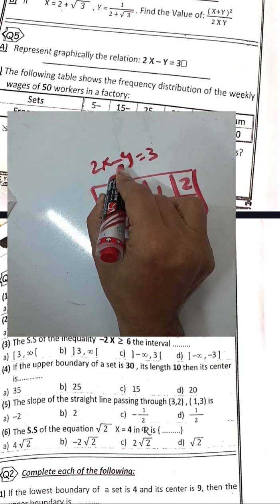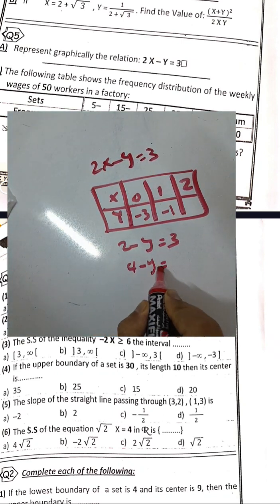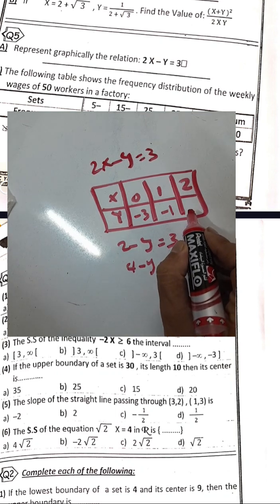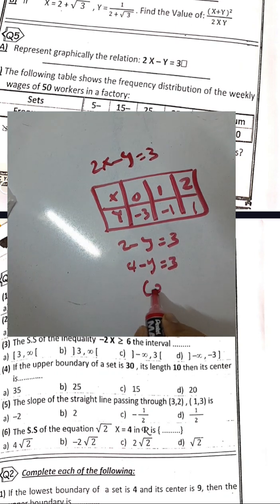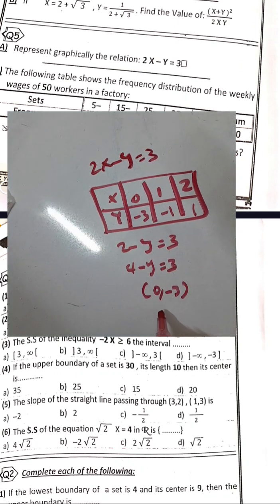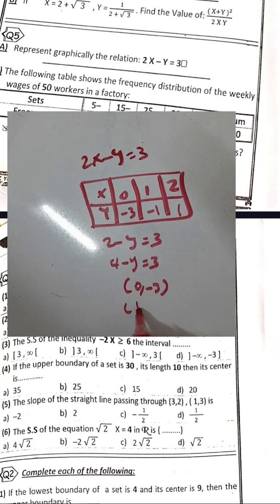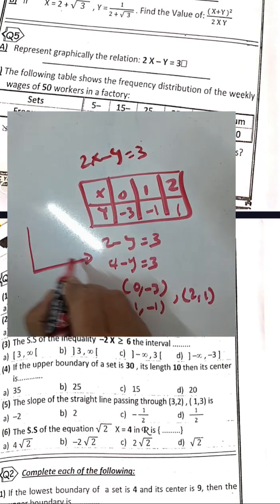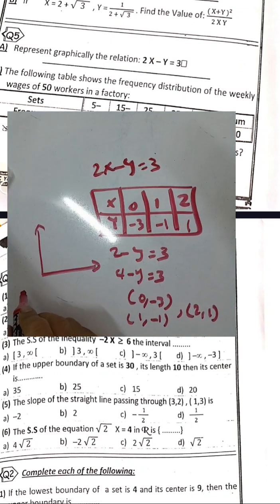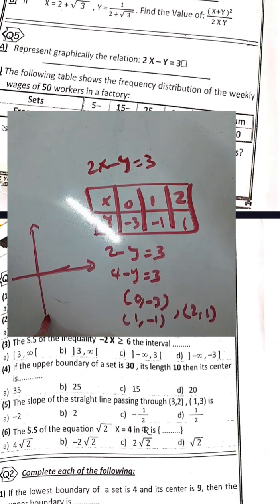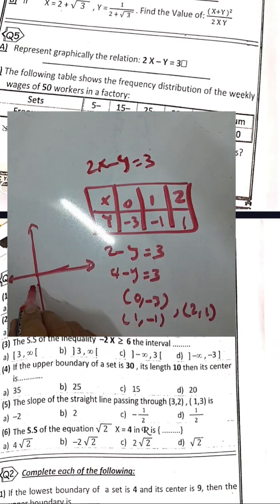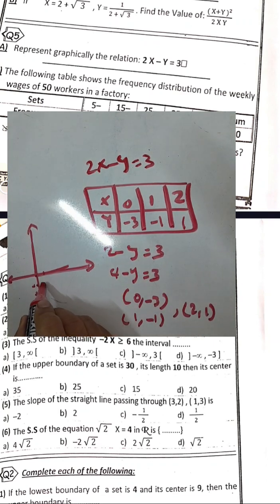Put x equals 2. 2 times 2, 4. 4 minus y equals 3. Then y equals 1. Okay. Then we have the ordered pairs 0 and negative 3, and second 1 and negative 1, and 2 and 1. And then we can draw here the x-axis and y-axis. We have 0 and negative 3, 1 and negative 1, 2 and 1.